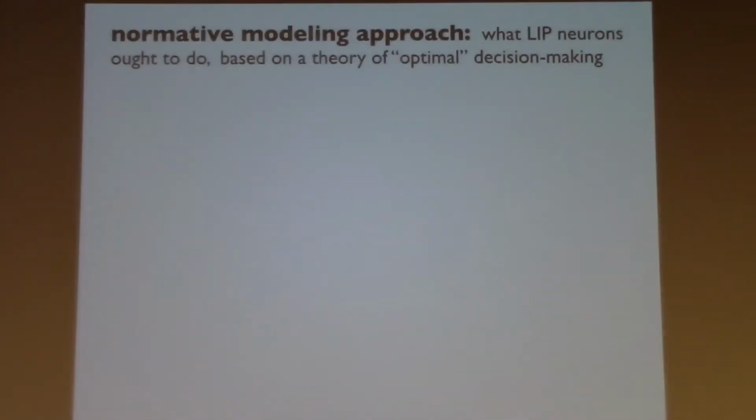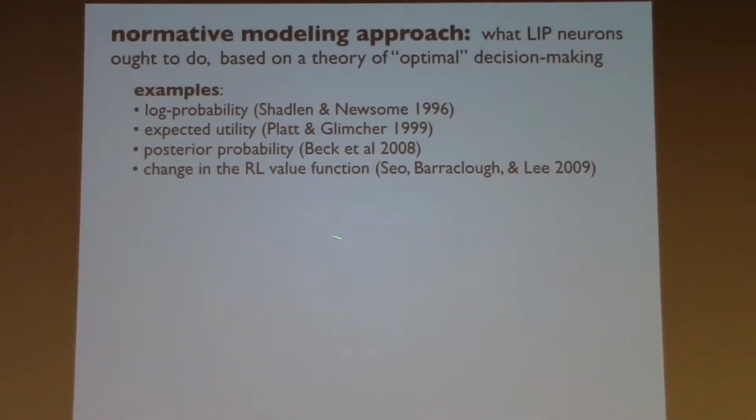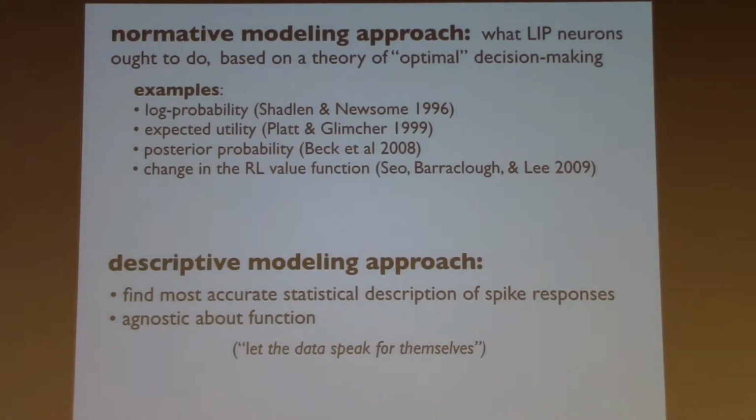the observed neural data. All right, and there's a variety of examples of these kinds of normative models where instead of the log probability of one choice versus the other, we might imagine it's the expected utility, posterior probability, or changes in the reinforcement learning value function. There's a variety of other normative approaches to asking what would I expect LIP to do under some model of optimal decision making. And our approach differs in that we're ignoring this functional question, where we want to be completely agnostic about what computation LIP is doing.